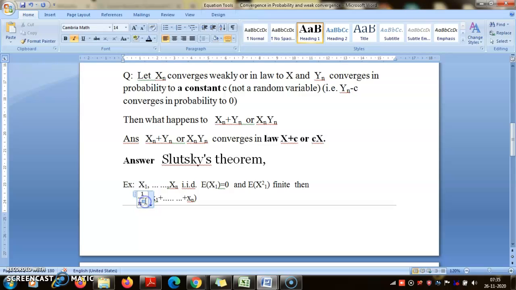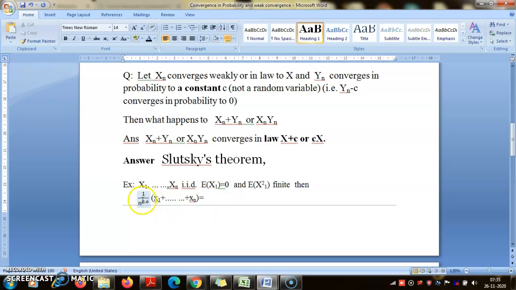If I would have written 0.5, then you know this is square root of n, and by the central limit theorem this will converge in law to the standard normal distribution. But I am not saying 1 or 0.5, I am saying 0.6. So this is a number between 0.5 and 1. What is the limit of this ratio? That is my question.